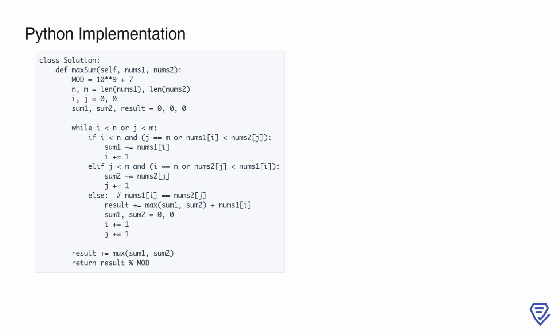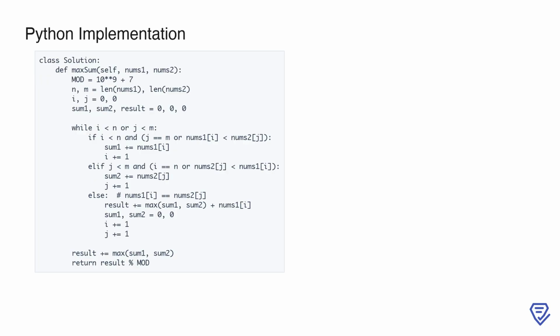3. Final adjustment. After exiting the loop, there might still be some residual sums in sum1 or sum2. We add the larger of these to result to account for the remaining path. For the modulo operation, the final result is returned modulo 10 to the power of 9 plus 7 to ensure it fits within the problem's constraints.